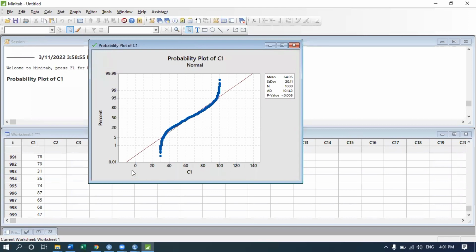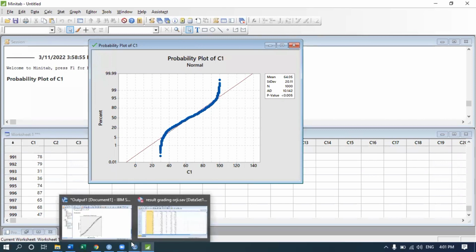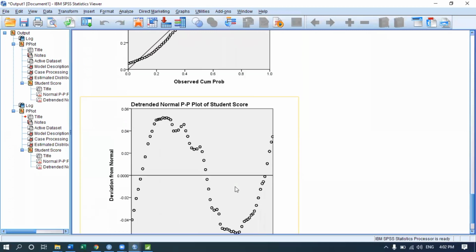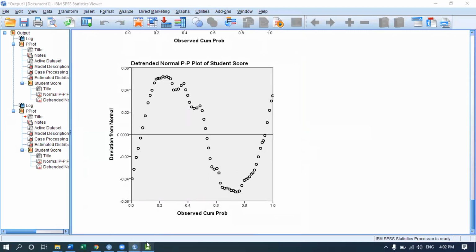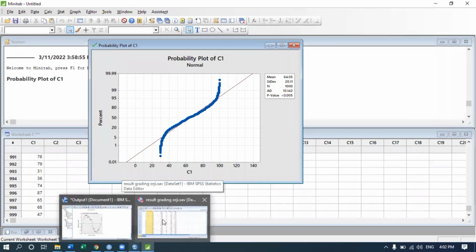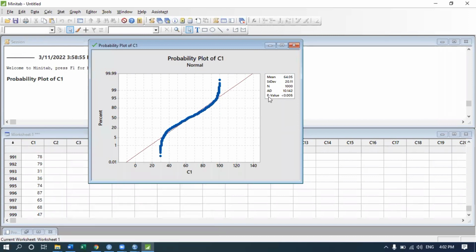But one thing I discovered here is that this is using the actual value. So maybe that's the difference between SPSS and Minitab. This one is using the standardized value. Are we seeing here it's from 0 to 1? So it's a standardized value. Why is this using the actual value? The actual value, you see, we have up to 78. Why is this using the standardized value? So that's the difference.